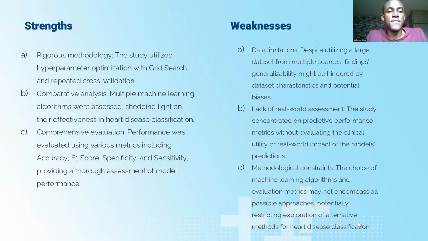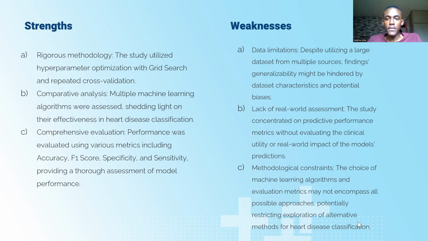As for the strengths, we have a rigorous methodology, whereby the study utilizes hyperparameter optimization with a grid search and repeated validation. We have a comparative analysis where they used multiple machine learning algorithms, which shed light on the effectiveness in heart disease detection. We also have the comprehensive evaluation. Performance was evaluated using various metrics, as we listed before: accuracy, F1 score, specificity, sensitivity, providing a thorough assessment of the model performance.